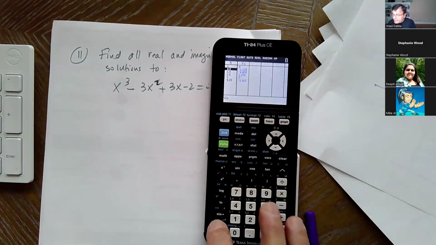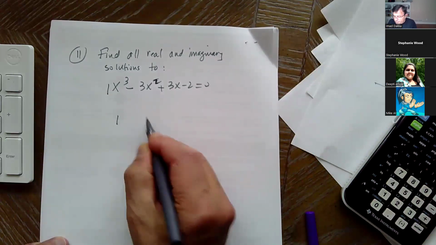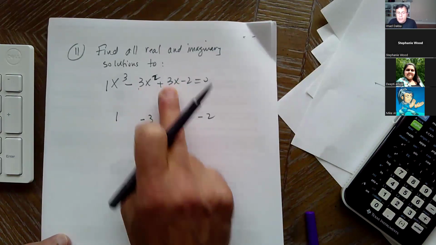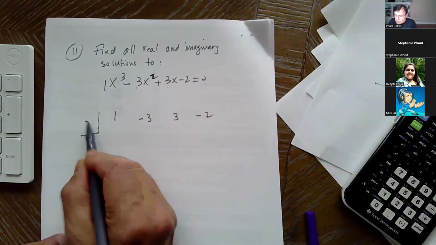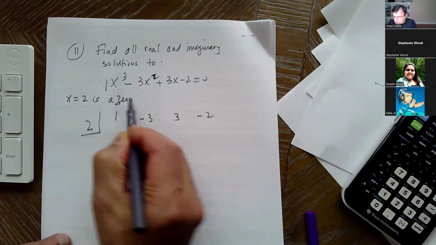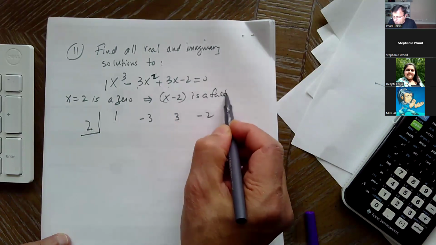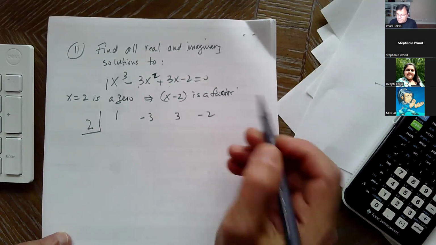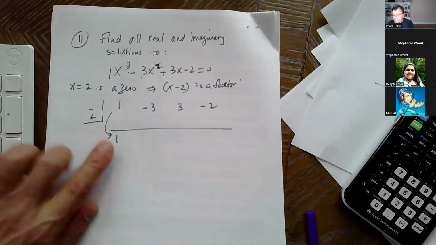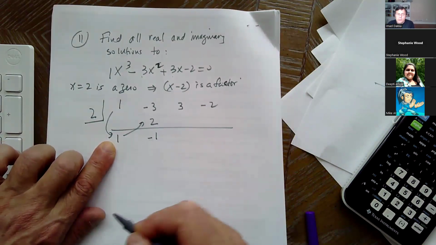So now using synthetic division, I could divide 1, -3, 3, -2. If there's any missing exponent, then you put a 0 for that, divided by 2, because x equals 2 is a 0. That means x minus 2 is a factor. This is the factor theorem. So we're going to drop the 1 using synthetic division. 2 times 1 is 2. We put it under there. We add -3 plus 2 is -1.